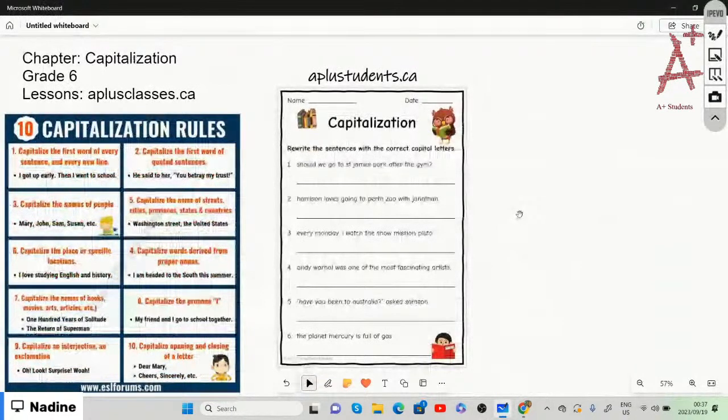All right, so we're going to rewrite the sentences with the correct capital letters. Should we go to St. James Park after gym? So we need to rewrite that sentence with the correct capital letters.